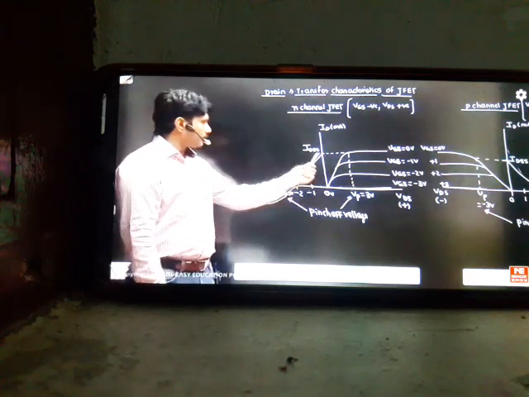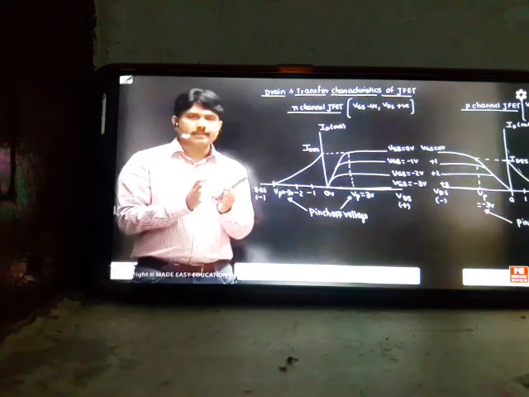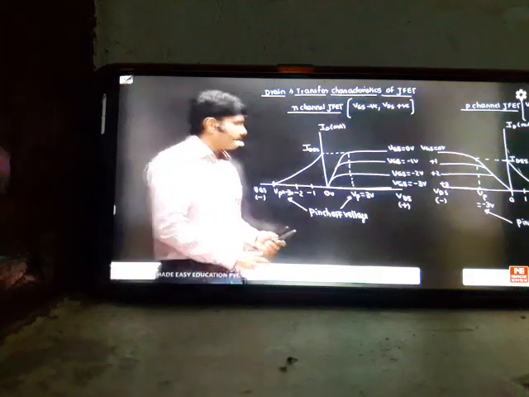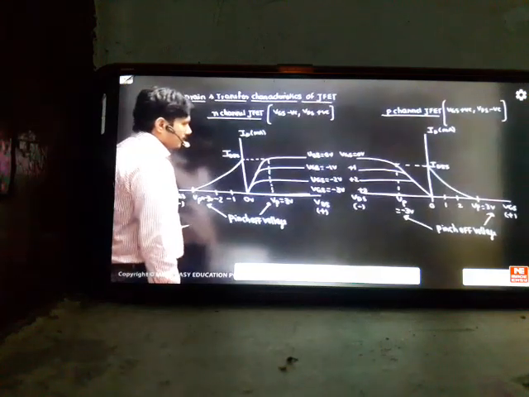Maximum you will get at 0 volts, minimum you will get at minus 3 volts. According to this experiment, minus 3 is becoming your pinch off voltage. Minus 3 is becoming your pinch off voltage. So current will decrease with respect to VGS value.